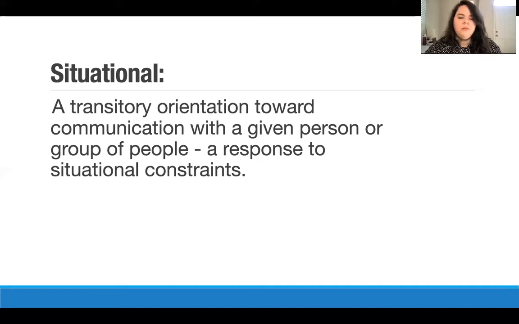And then our fourth is situational communication apprehension, a transitory orientation toward communication with a given person or group of people. So a lot like our audience-based, except we also add a response to situational constraints, right? So you may have little to no anxiety about speaking in front of your intramural soccer team until the situation becomes that you're being graded for it, or you're speaking in front of them but your coach is also present, or you are speaking in front of them and it's in the middle of a game and you're losing and you're trying to hype them up, right? It's more about recognizing that the exact time and space and circumstance that you're in is giving you anxiety, right?